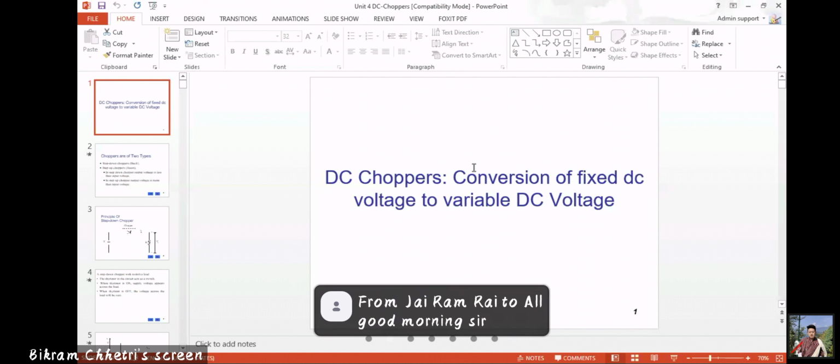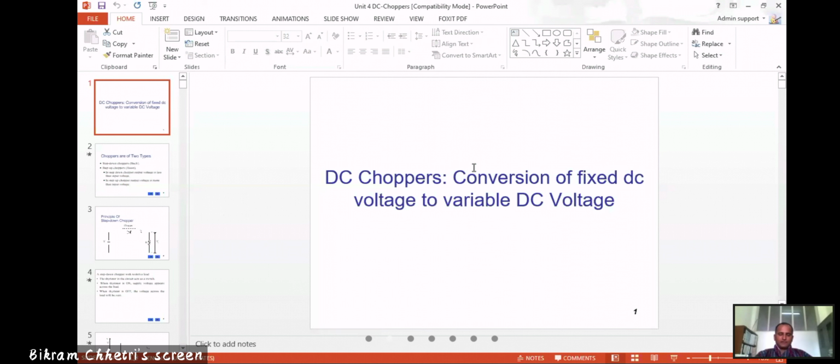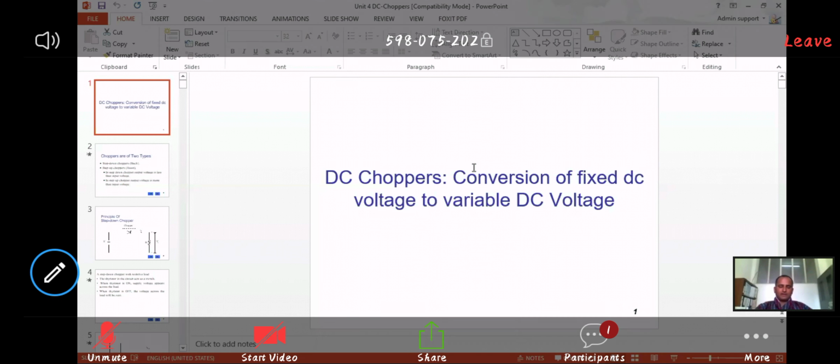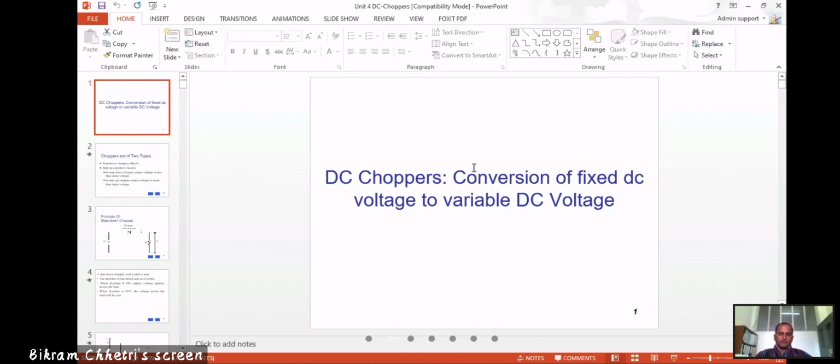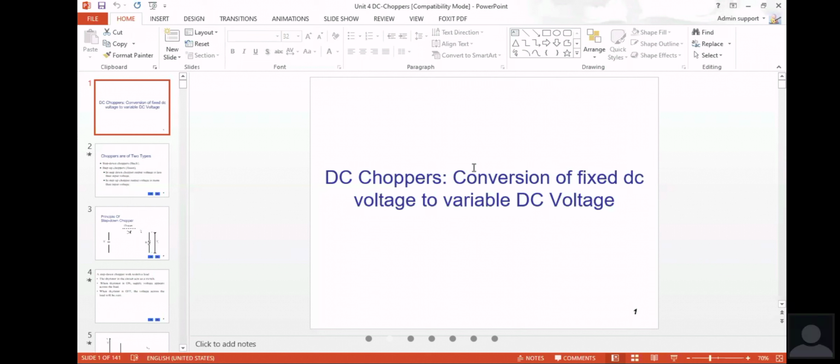So initially in the first one or two classes, I already told you that there are converters which are mainly to convert from one form to another form. Sometimes we require DC, sometimes we require AC, so we can convert from one form to another using power electronic devices such as SCR, power BJT, power MOSFET, GTO, TRIAC. These are some of the things.